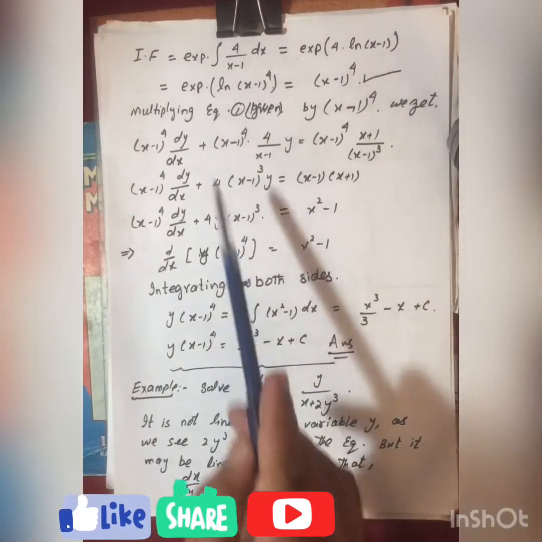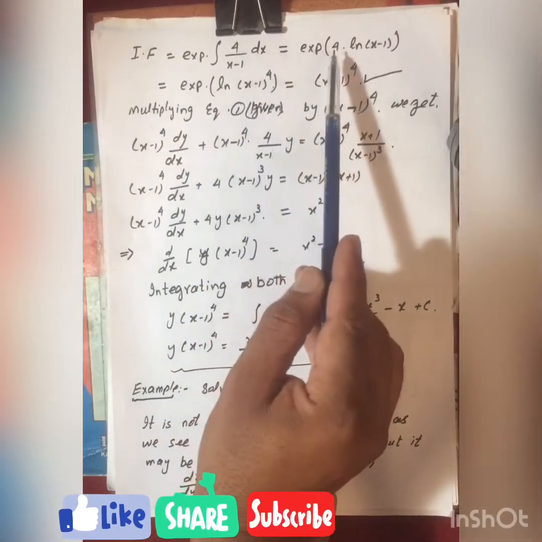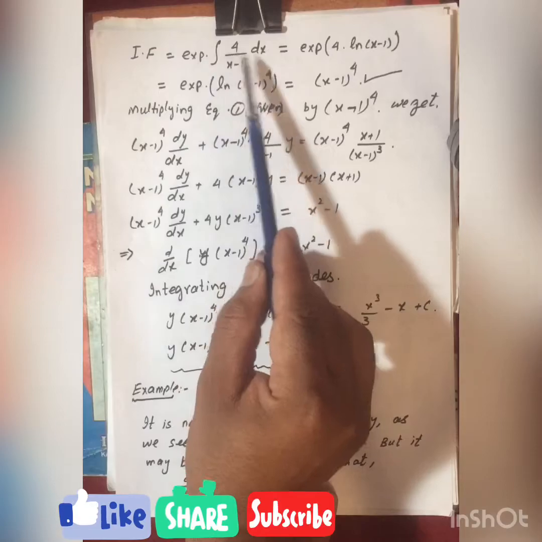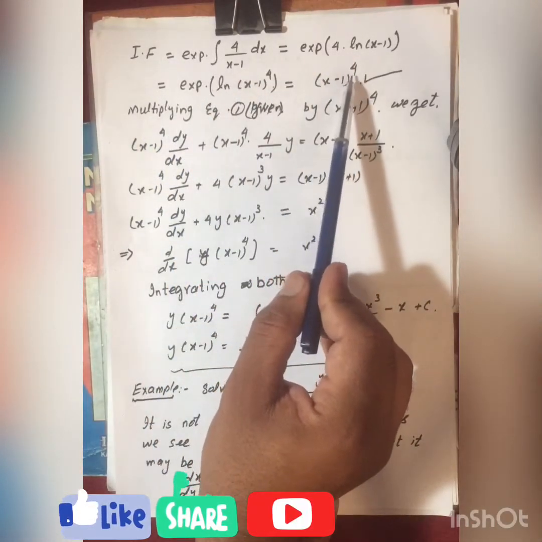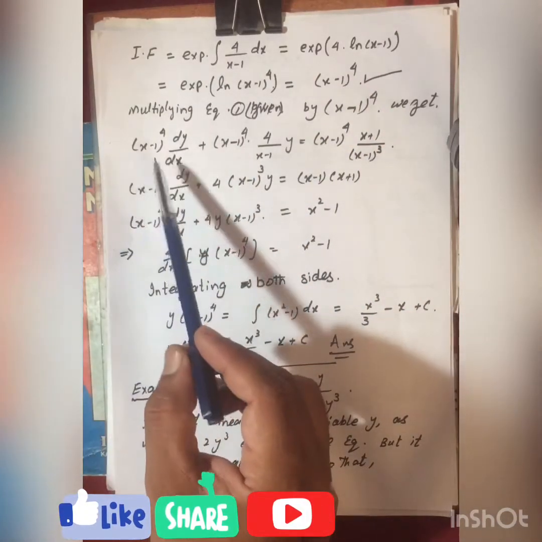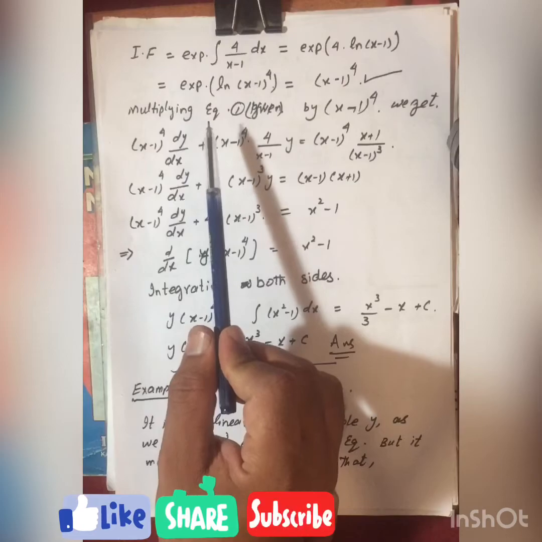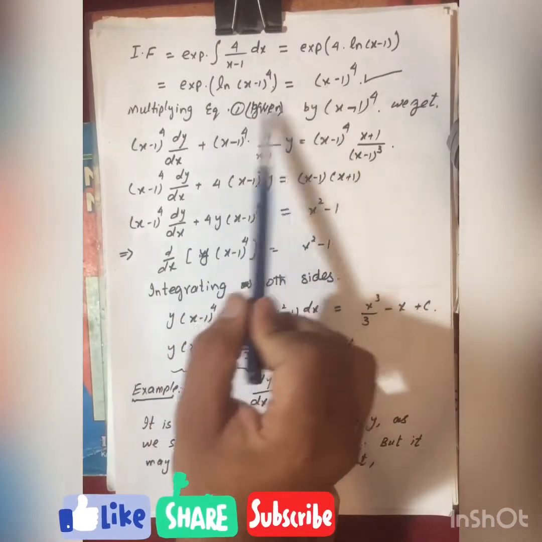You see that the integrating factor will be equal to the exponential of this. You will integrate this with respect to x, take the exponential, and you will get the integrating factor (x minus 1) to the power 4. The equation number 1, which we have made into a linear differential equation in variable y, must be multiplied with the integrating factor.